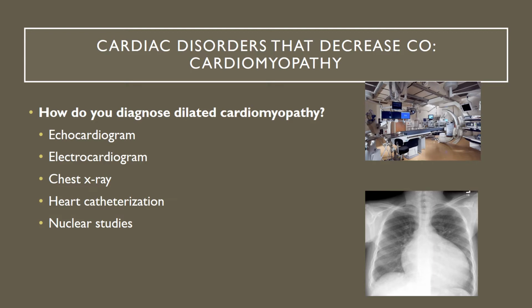We might do a chest x-ray. A chest x-ray is just going to give us a static view of the heart, whereas an echocardiogram is going to give us a moving picture of the heart. Heart catheterization is when they can enter the heart and figure out what is wrong by inserting a catheter through a vein, generally in your leg or your arm, and then going through the heart and finding the area where you're experiencing cardiomyopathy. Or they could use nuclear studies. This is looking at radioisotopes and tracking them through the body.